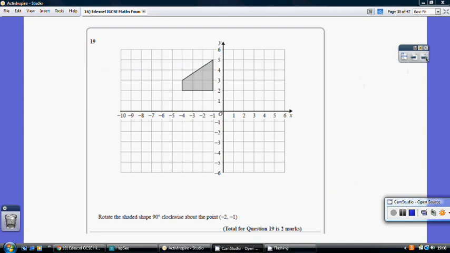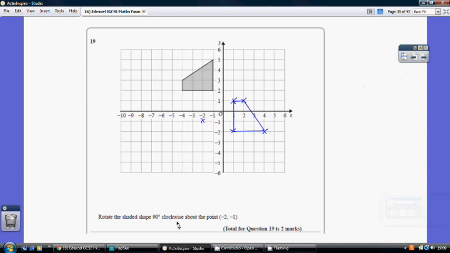Question 19. So we're going to use tracing paper for this question. First of all, mark the centre of rotation, which is at -2, -1. Put your tracing paper over this centre and over the shape and draw around the shape. I would suggest also on the tracing paper you just draw a little arrow pointing upwards to help you with rotation.